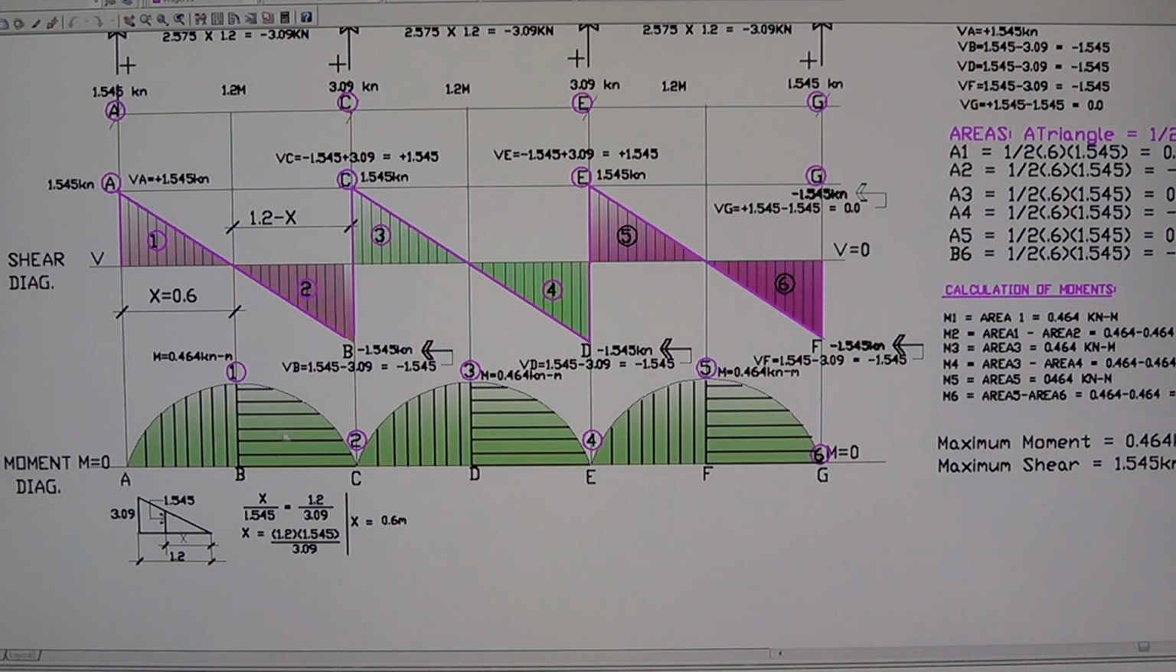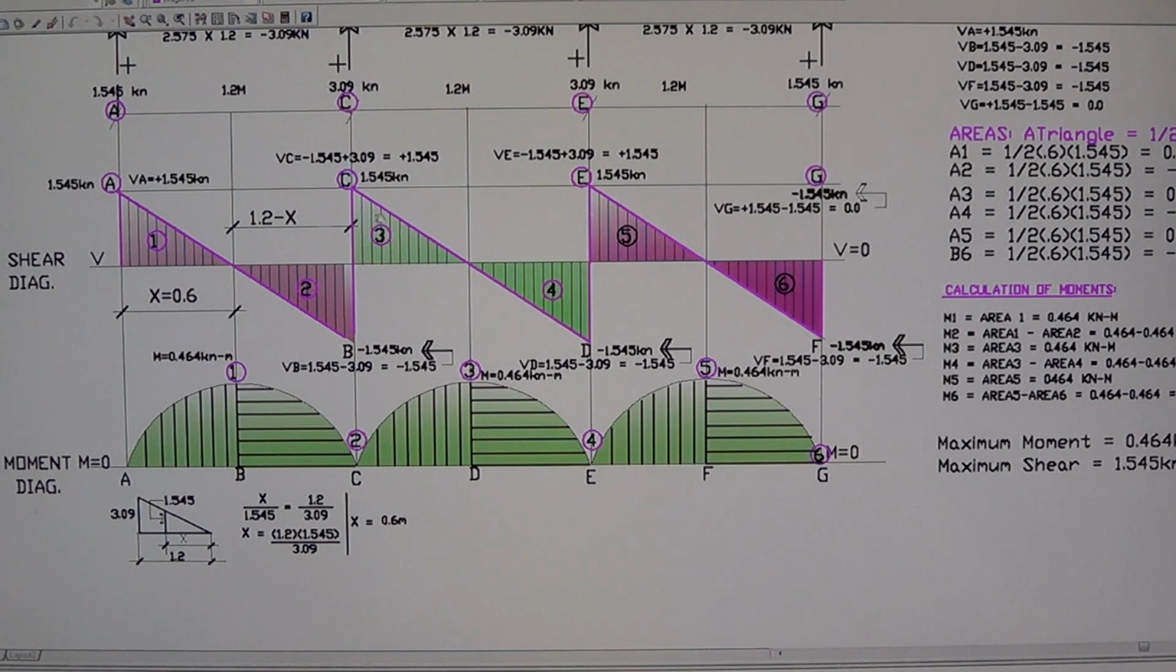So moment 1, which is moment B, is 0.464. And the moment at C right here, which is moment 2, is the positive moment minus the negative moment, the area 2. So moment 2 is equal to area 1 minus area 2, which is 0.464 minus 0.464, equal to 0. So the moment here is 0.